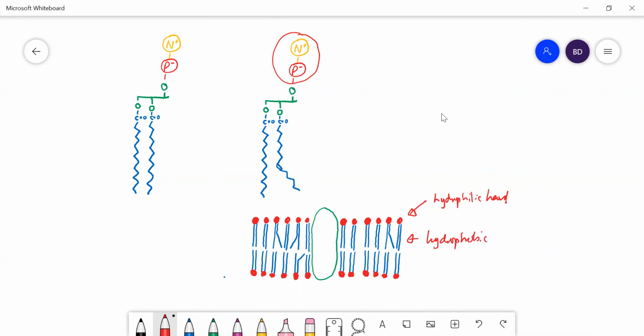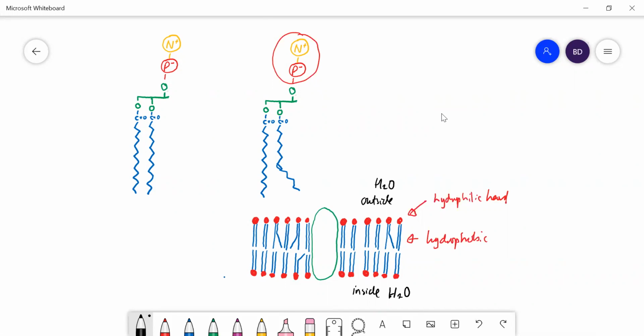Right, now this is the cell membrane. So what we've got out here, this is inside the cell, and this is outside the cell. Now, inside the cell, you're going to have what's called an aqueous environment. Basically, everything's dissolved in water. Outside the cell is also an aqueous environment. Everything's dissolved in water.